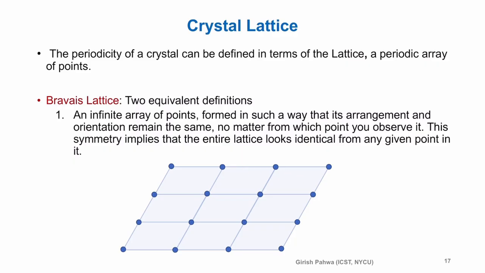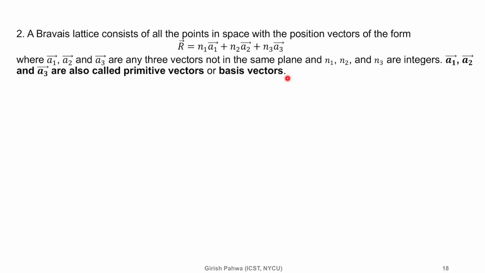If you have a Bravais lattice, then it can have another equivalent definition which is more mathematical. If you have such an arrangement that from any point if you look it remains the same, then in that case it will consist of all the points in the space with the position vectors of this form. Position vector of any lattice point in that lattice will be given by this form: n1 a1 + n2 a2 + n3 a3. n1, n2 and n3 are integers. a1, a2, a3 are any three vectors not in the same plane.